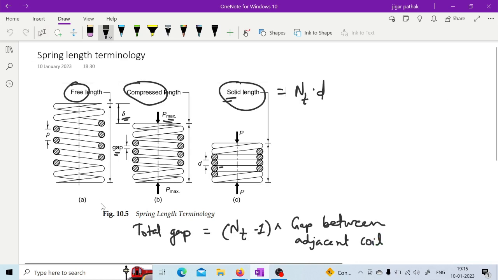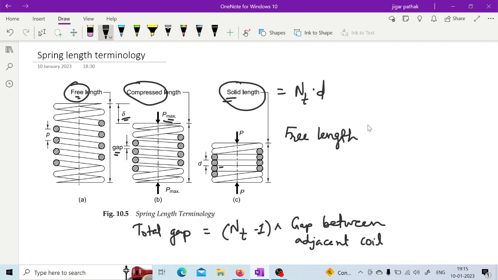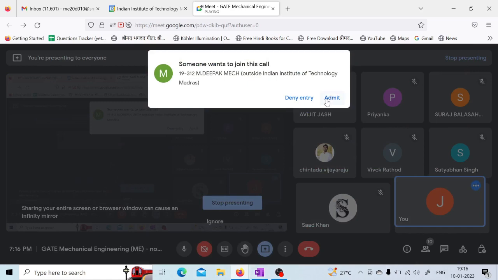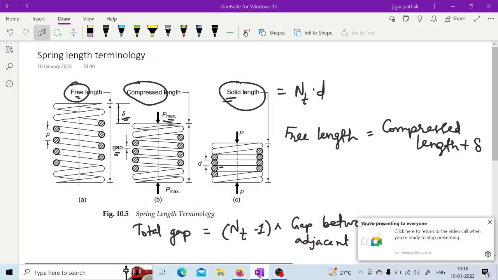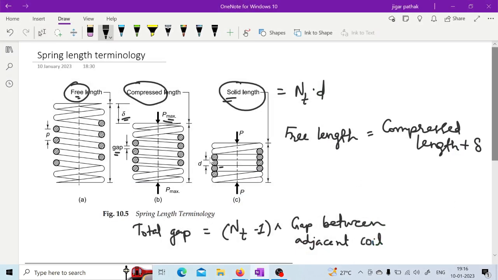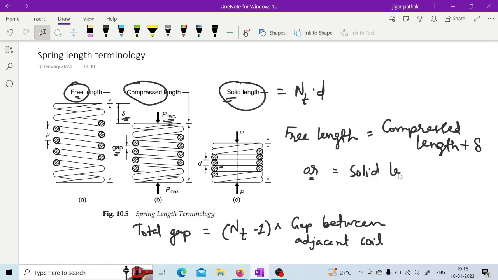Here in case of this length terminology, the final thing is the free length, right? So the free length, as I have just told you, can be represented as the compressed length plus delta. As you can see here, this is the compressed length mentioned and this is delta. So compressed length plus delta can be your free length, right? Apart from that, the free length can also be represented with the solid length plus delta plus total gap, right? As we have defined this gap, so the free length can be calculated with this.